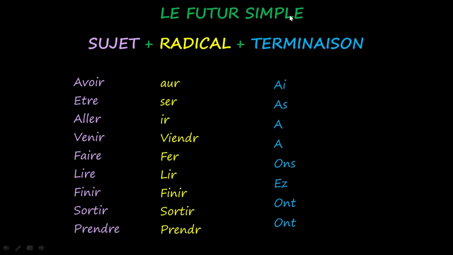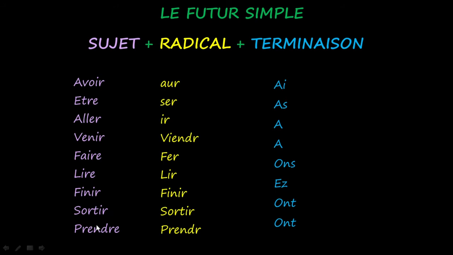So, le futur simple. The same rule follows: sujet, radical, terminaison. The sujet, as you know, is je, tu, il, elle, nous, vous, ils, elles. Okay, so here we have a list of a few irregular verbs: avoir, être, aller, venir, faire, lire, finir, sortir, prendre.